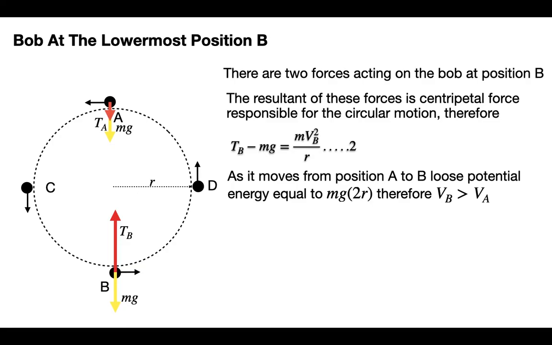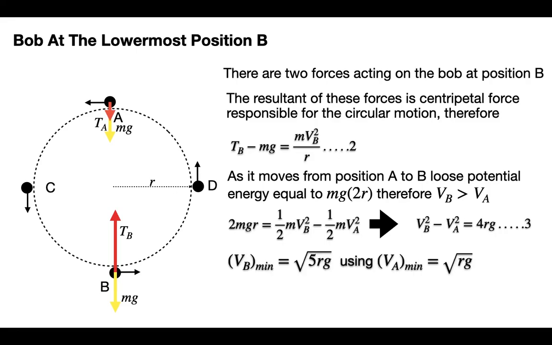Therefore, Vb has to be greater than Va. So you can say that the sum of kinetic energy plus potential energy at point A, which is 2mgr plus half m Va square, is equal to the kinetic energy at point B, which is half m Vb square. If you rearrange, 2mgr is equal to half m Vb square minus half m Va square, which gives Vb square minus Va square is equal to 4rg.